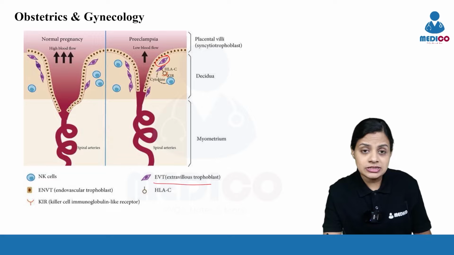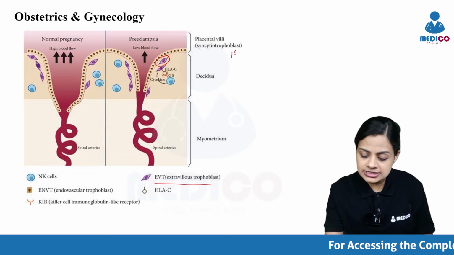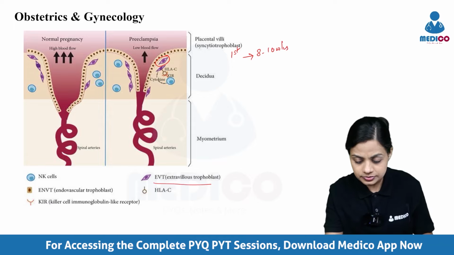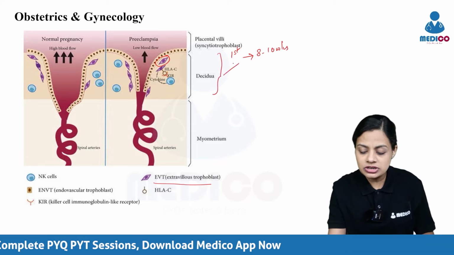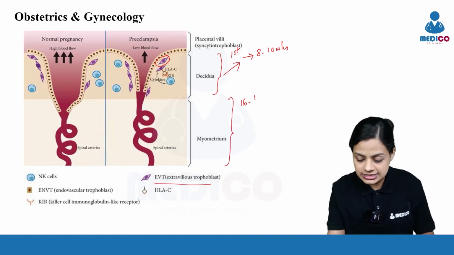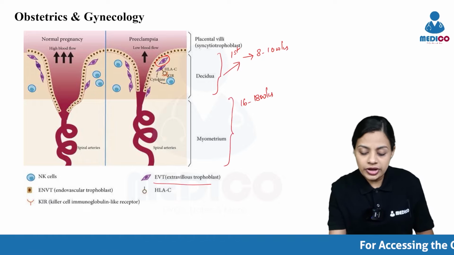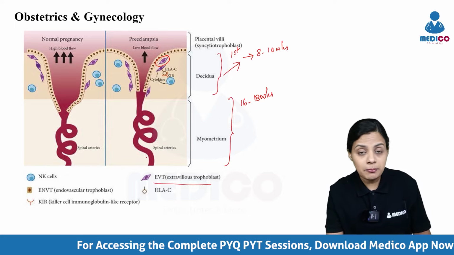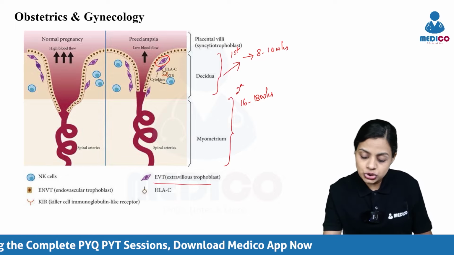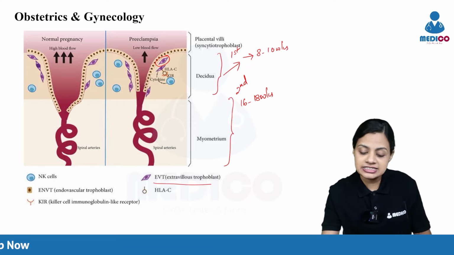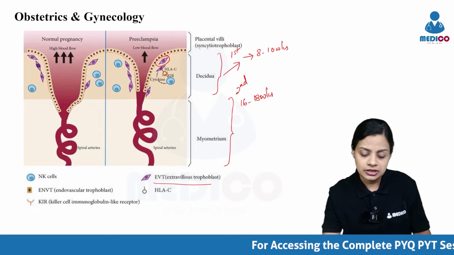This invasion takes place in two stages. The first stage of invasion is from 8 to 10 weeks. Invasion occurs up to the decidua. The second stage of invasion is from 16 to 18 weeks, where the cytotrophoblast cell comes and invades the spiral arteries in the myometrium. So, there are two waves of trophoblastic invasion. The extravillous cytotrophoblasts invade the walls of the spiral arteries.